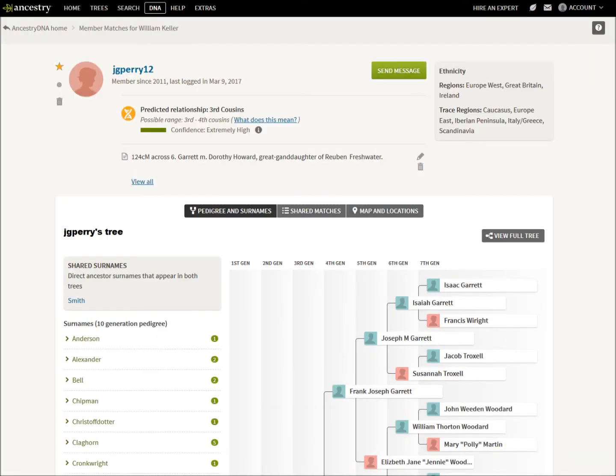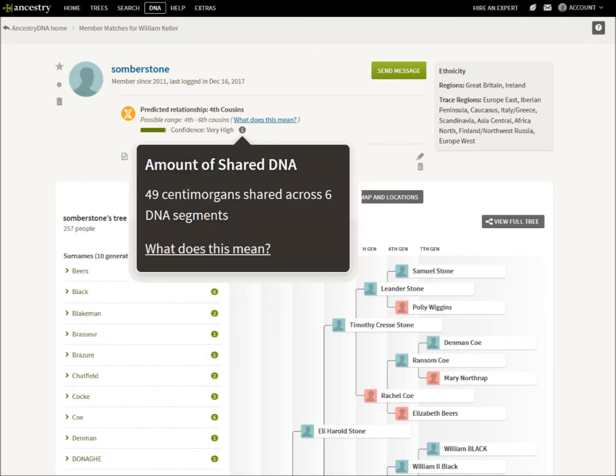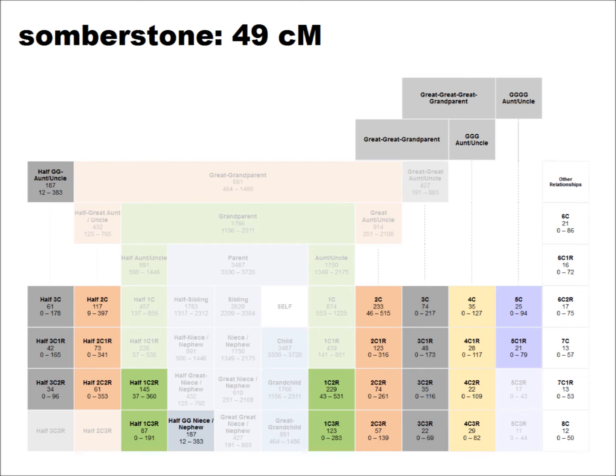J.G. Perry and I share matches. Some of her people are related to me. If I find the common factor, then I'll know how I'm related to her. So I'm going to look at these matches, and I'm going to pick Somberstone. I'm going to run my background check on Somberstone. He could be a 2nd to 8th cousin. With the averages, he's likely to be a 4th cousin.